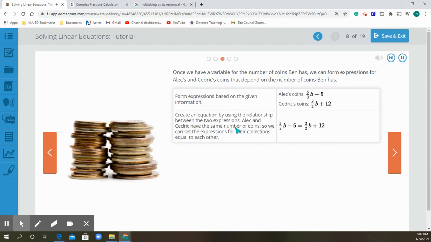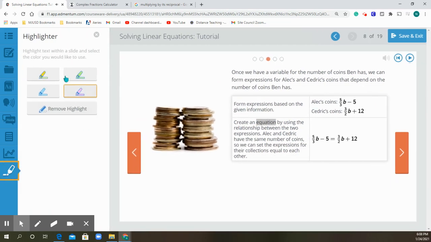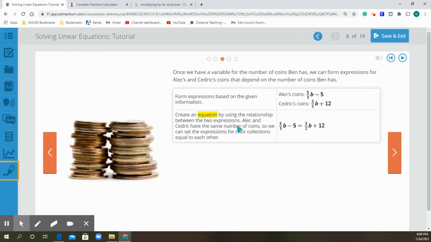Create an equation by using the relationship between the two expressions. Alec and Cedric have the same number of coins, so we can set the expressions for their collections equal to each other. 5/3 B minus 5 equals 3/2 B plus 12. Sometimes it doesn't let me highlight this section again, but it did. There we go. Create an equation.